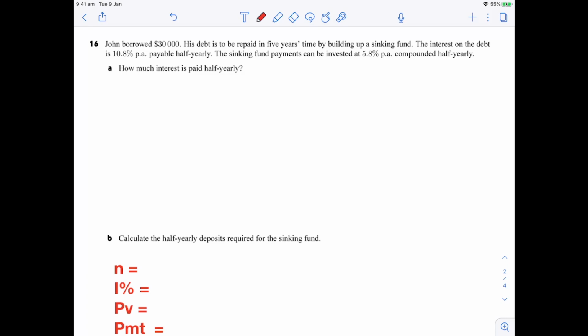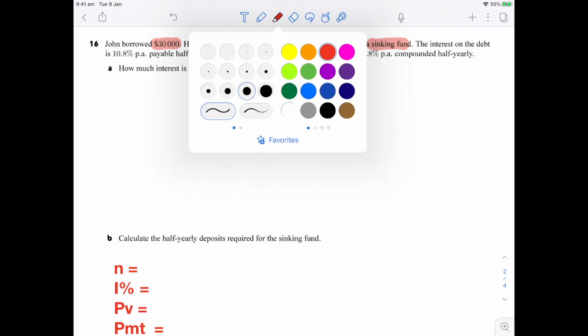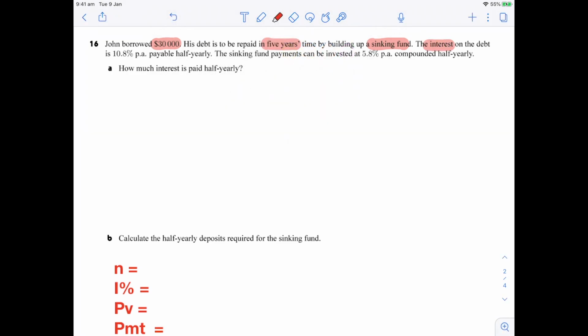Okay, so we're going to do one more question on interest-only loans and sinking funds, and then hopefully you can do some yourself. All right, so with this one, John borrowed $30,000. His debt is to be paid in 5 years by building up a sinking fund. The interest on the debt is 10.8%, paid half yearly, and the sinking fund payments are at 5.8% compounded half yearly as well.